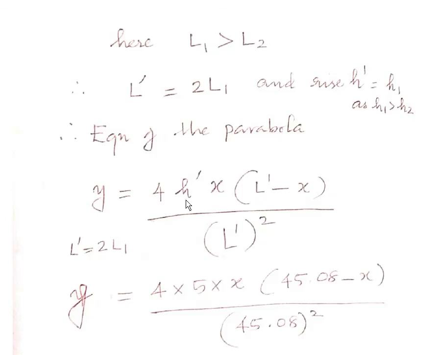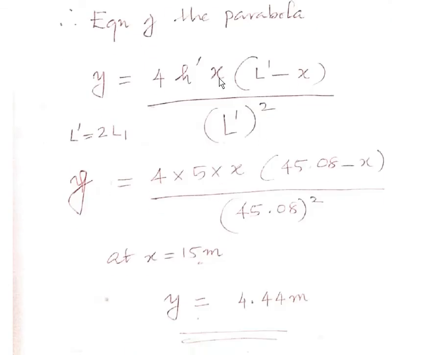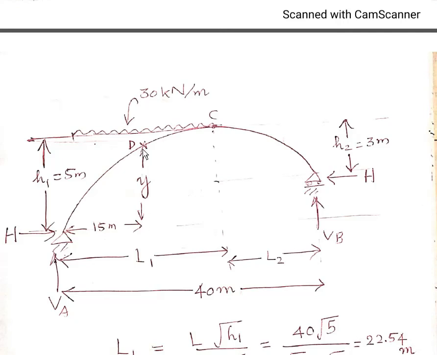So substitute the values of H dash and L dash in this equation of the parabola, and substitute the value of x also, and we get the value of y. So y is equal to 4h dash x into L dash minus x divided by L dash square. I have already told you how to calculate the values of h dash and L dash, and here x is equal to 15. Correct? So here we are getting y is equal to 4.44 meter. So we got the value of y, it is 4.44 meter.